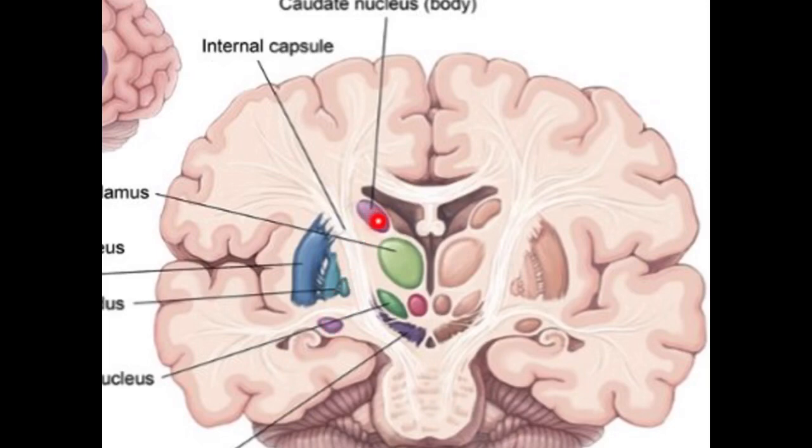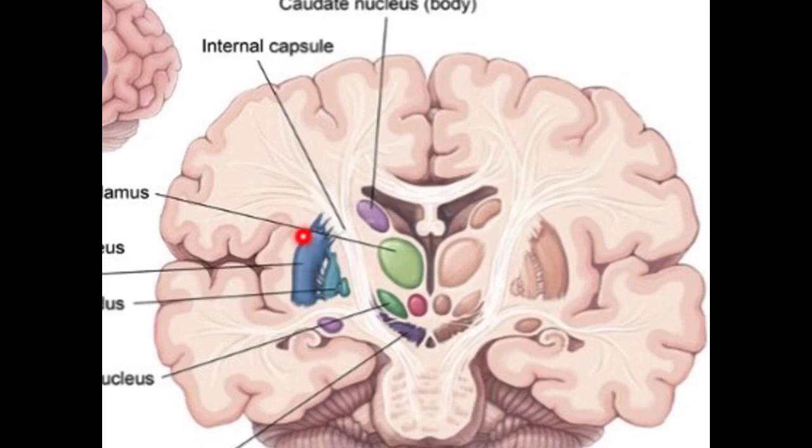This major chunk, the body of the caudate nucleus, is anatomically located lateral to the lateral ventricle and medial to the internal capsule, or we can say in between the internal capsule and the lateral ventricle. And this green structure was the thalamus. Below the thalamus is the subthalamic nuclei, this greenish one, one over here and one on this side. The subthalamic nucleus and caudate nucleus are medial to the internal capsule.